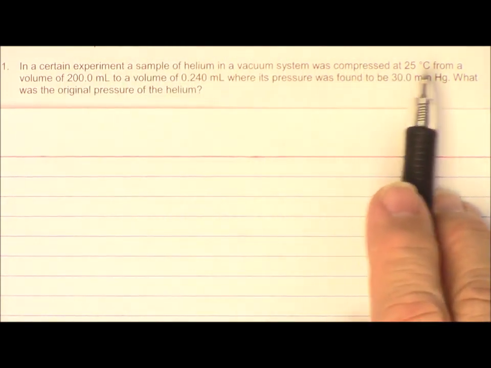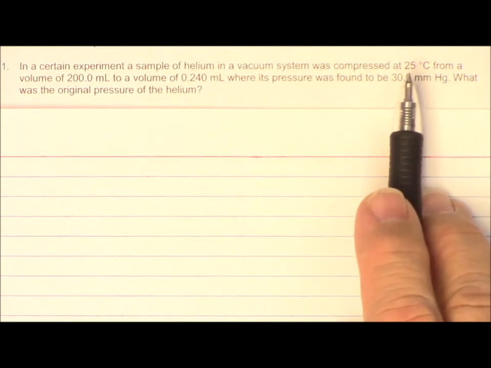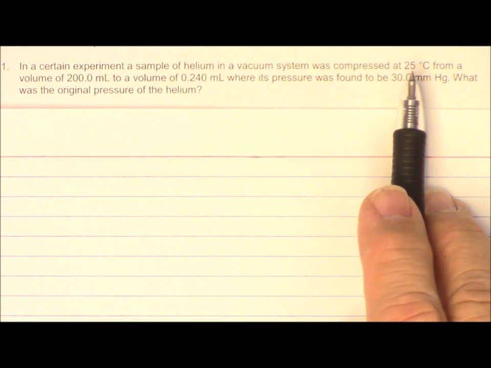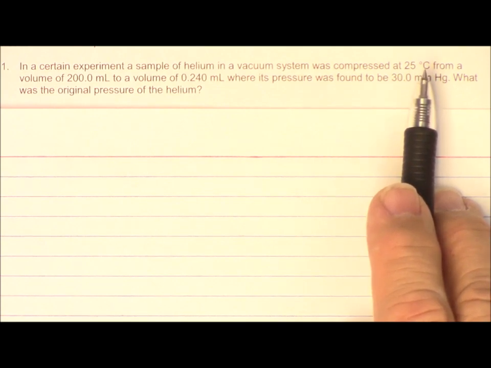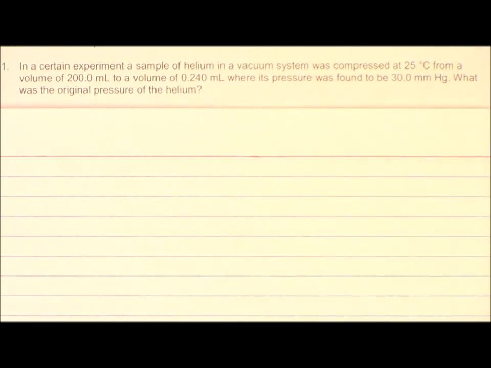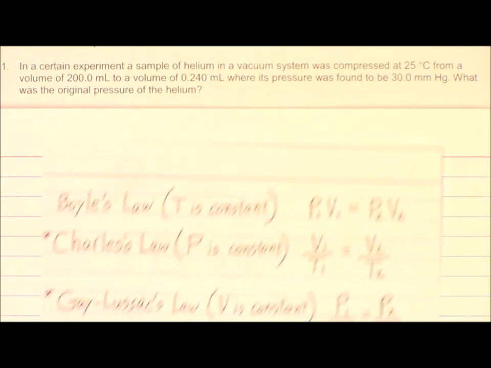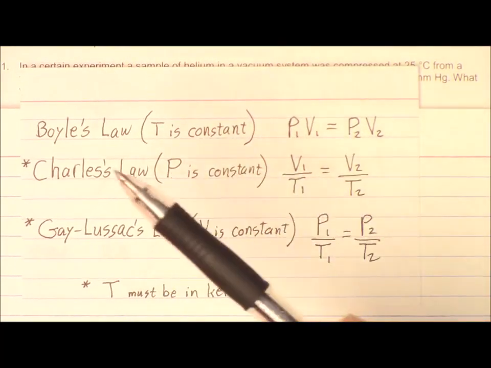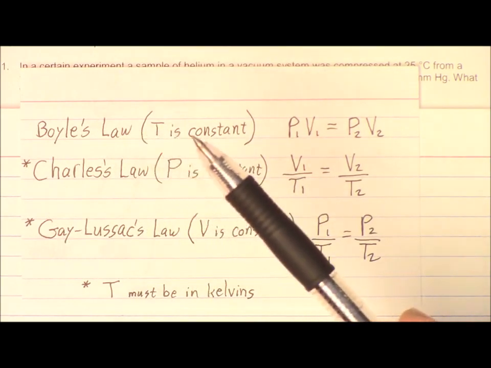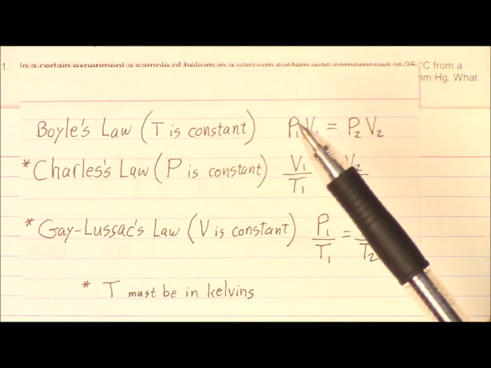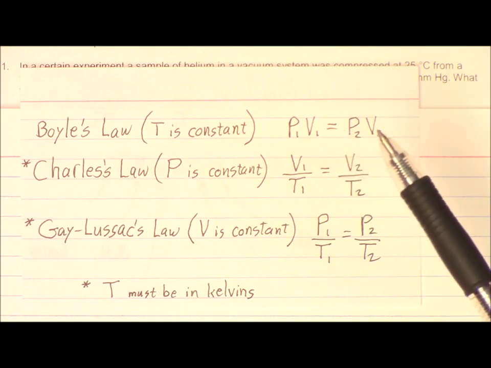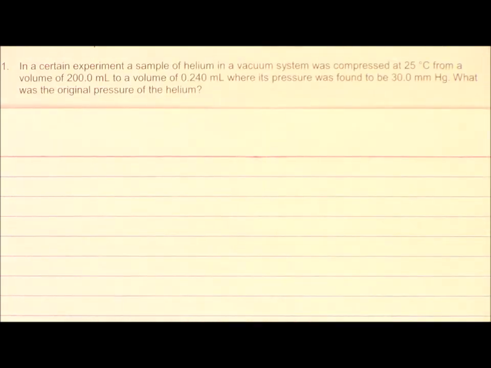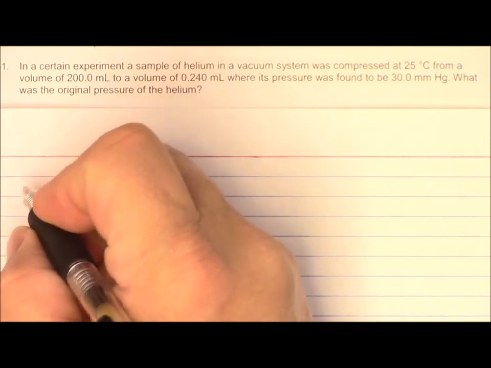Well, what isn't changing here is apparently the temperature, because it talks about compressing the gas at 25 degrees C, and they don't mention a different temperature, so we'll assume this is a constant temperature problem, which, if we look at our note card of equations, the one for constant temperature is Boyle's law. Temperature is constant. So we need to use P1V1 equals P2V2. So let's go ahead and write that out.